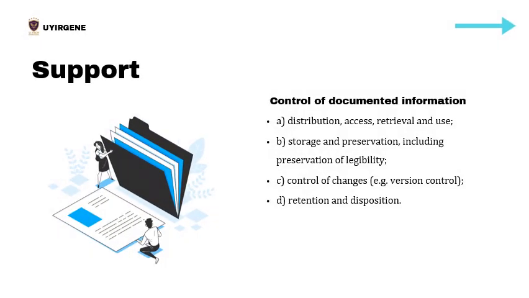For the control of documented information, the organization shall address the following activities, as applicable: distribution, access, retrieval and use, storage and preservation, including preservation of legibility, control of changes, for example version control, retention and disposition.